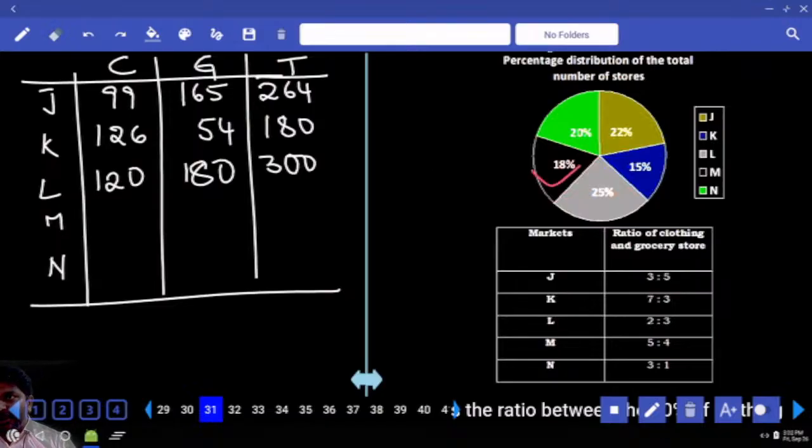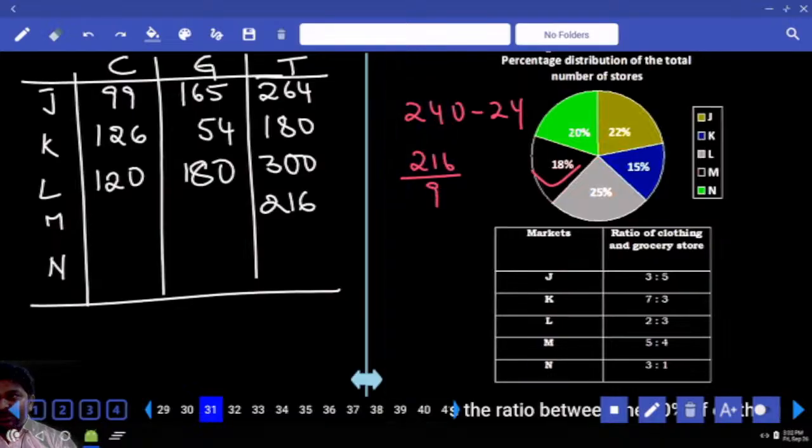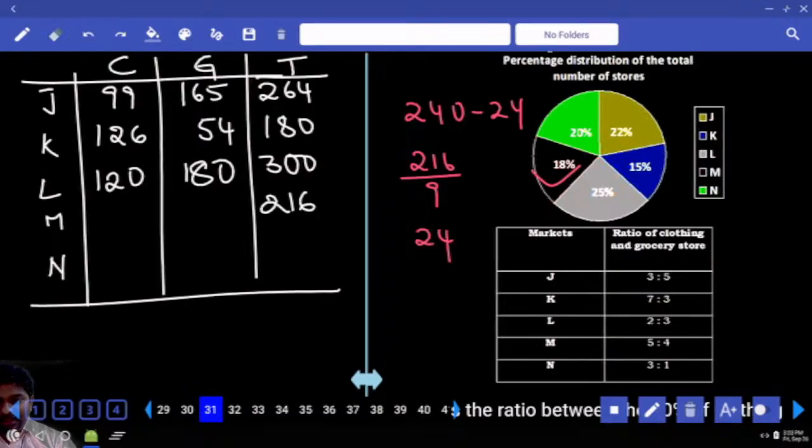18%: 20% minus 2%, 240 minus 24, is 216. 216 divided into 9 parts. Each part will be 24, 5 24s is 120, remaining 96 comes here.